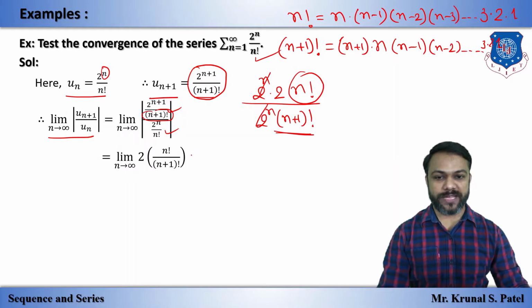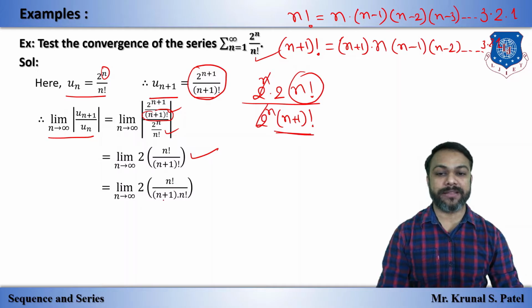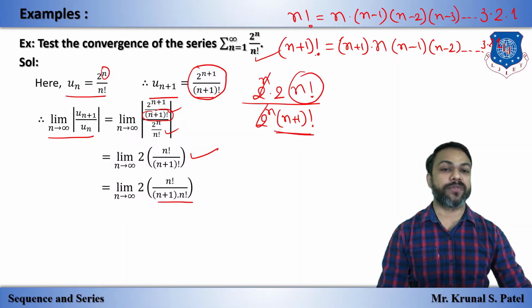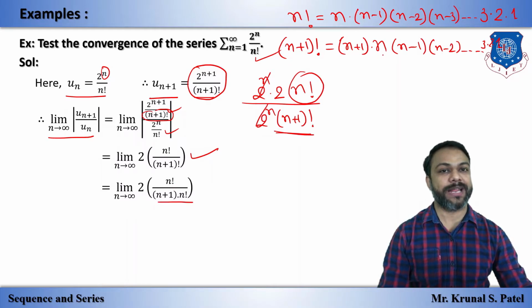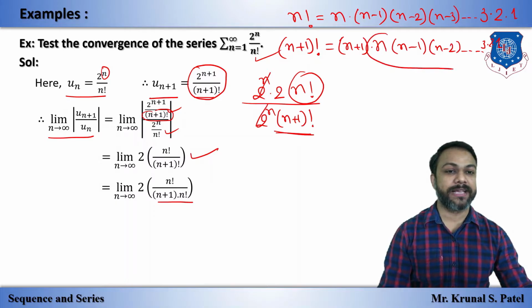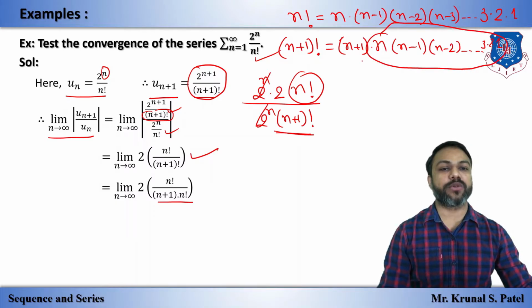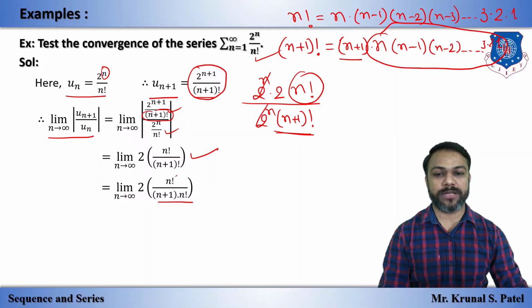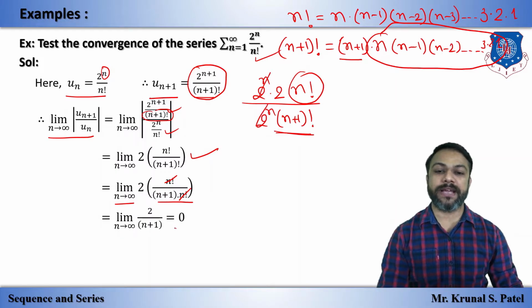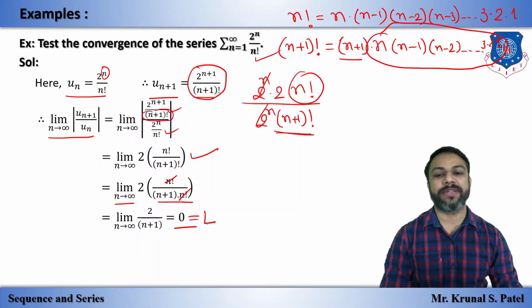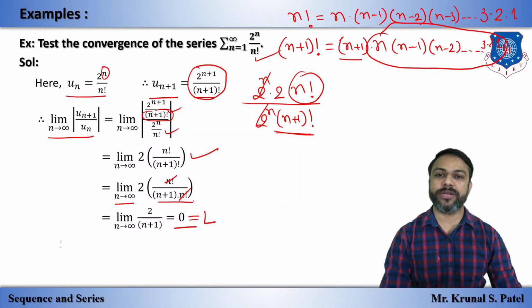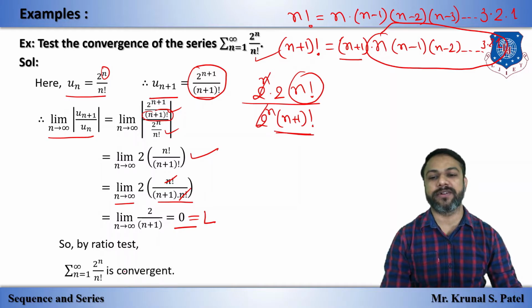By cancelling, we have this step, and we have applied this concept: n plus 1 factorial means n plus 1 into n factorial. So n plus 1 into n factorial, and the n factorial will cancel out. Now if you put n equal to infinity, 2 upon infinity is 0, and as I told you, if L is 0, then by the ratio test the given series is convergent.